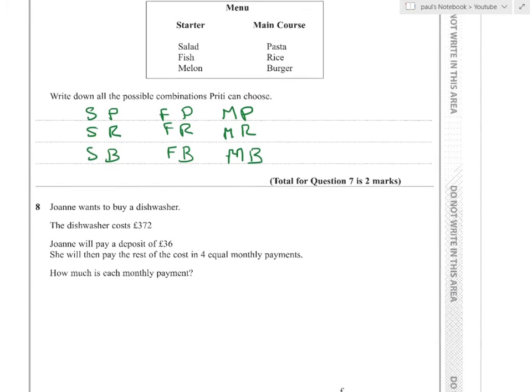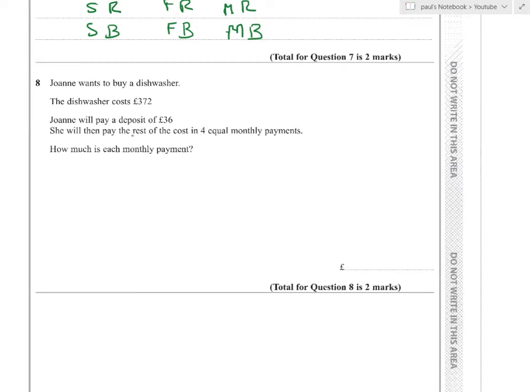Right, let's buy a dishwasher now. Dishwasher costs $372. So you can pay a deposit and then 4 equal monthly payments. How much is each? So 372 minus 36, and that will work out how much we've got left. 372 minus 36 is 335. So divide that number by 4 and it will tell us how much the payments are. 83.75. 83.75 for question number 8.